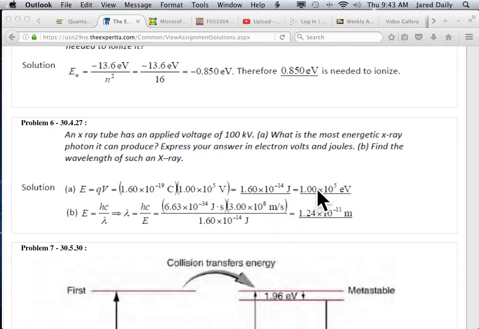You essentially just multiply this times 1.6 times 10 to the minus 19 to get the number of joules. That's the conversion factor. Then you plug in your Planck's constant and your speed of light, and you get the wavelength of that photon: 1.24 times 10 to the minus 11 meters for that X-ray photon. Two equations, plug in the numbers, solve them.